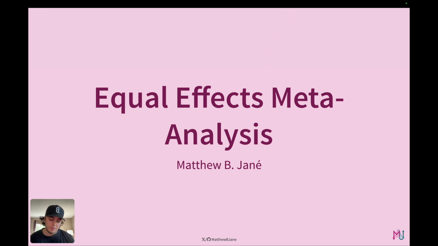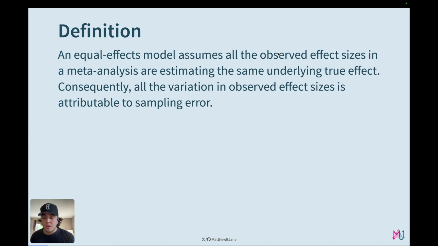This channel is going to cover topics related to statistics, meta-analysis, psychometrics, data visualization, and so forth. In this first video, we're going to focus on equal effects meta-analysis, what it means, and how we can apply it in R. So, starting with definitions, an equal effects model assumes that all observed effect sizes in a meta-analysis are estimating the same underlying true effect. So consequently, all the variation in observed effect sizes across studies is attributable to sampling error.